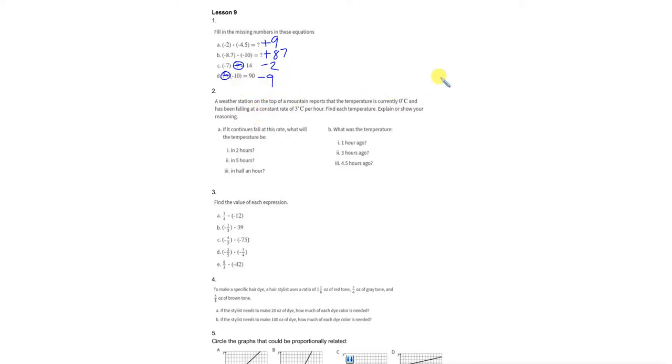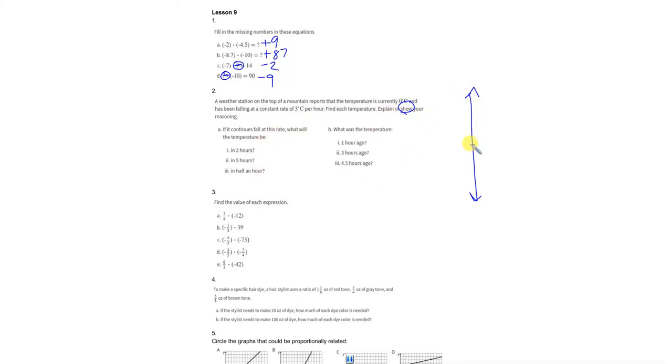All right, moving on. A weather station on top of a mountain reports these temperatures, and it's currently at 0 degrees Celsius, and it's been falling at a constant rate of 3 degrees per hour. So we're going to draw a number line because it says explain or show. I'm going to go the show route. Find the temperature that's asked for below and explain or show your reasoning. So we're just going to show it.